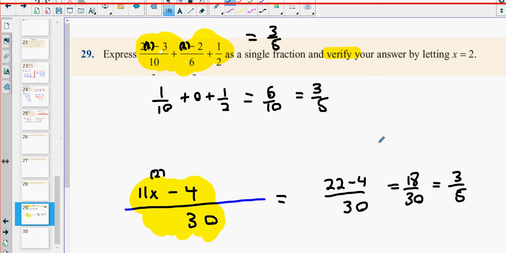Is that all right? Yes, sir. Yeah, you did at the very start. And did you still get 11x minus 4 over 30?